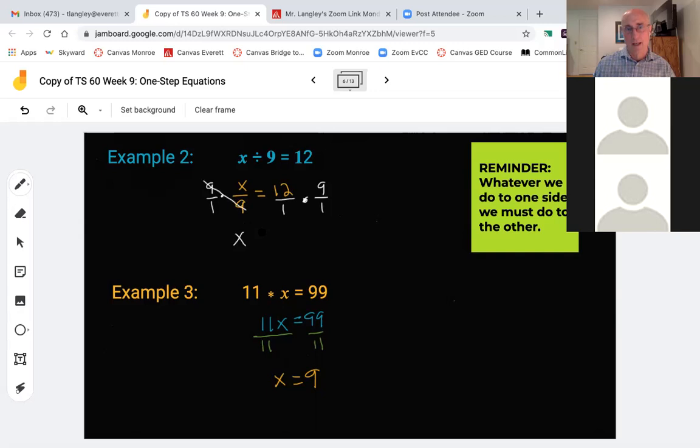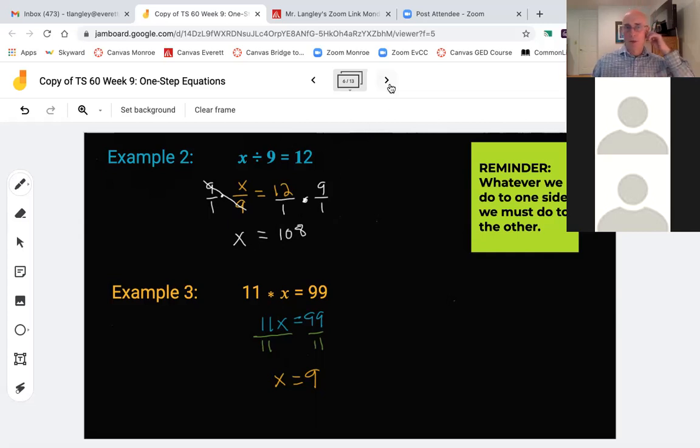That gives me x equals, let's do the math on the other side. These are 1s, so what is 9 times 12? I kind of forget. Yeah, that's terrible. 9 times 11 is 99 plus another 9 is 108. That sounds about right. 108. Yeah, that's right. So I just did whatever I did on the left side to the right side, and that left me with x equals 108.